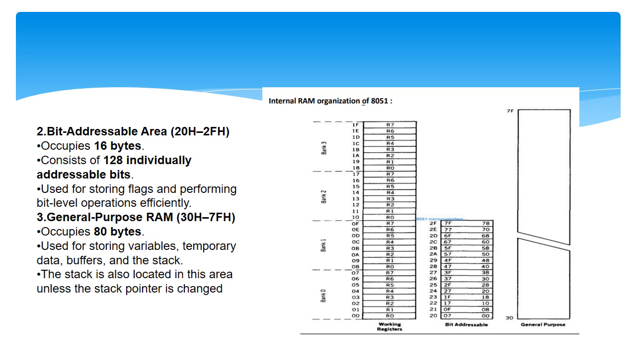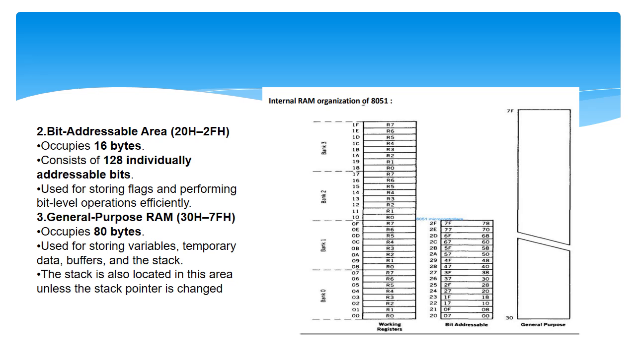In the general purpose area, memory can be accessed only through direct addressing mode. What does it mean? It means that, for example, if I give an instruction like MOV A, 30, the data from the 30th memory location will be moved to the accumulator. So only this kind of address can be represented in the instruction.